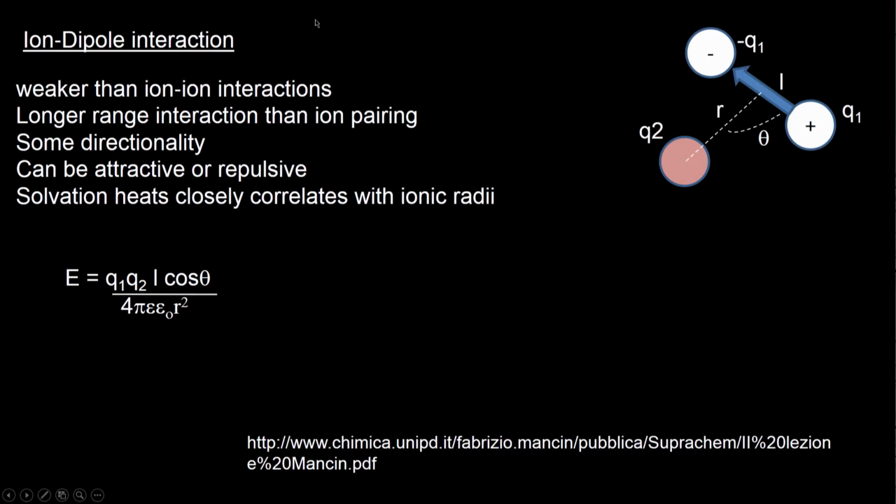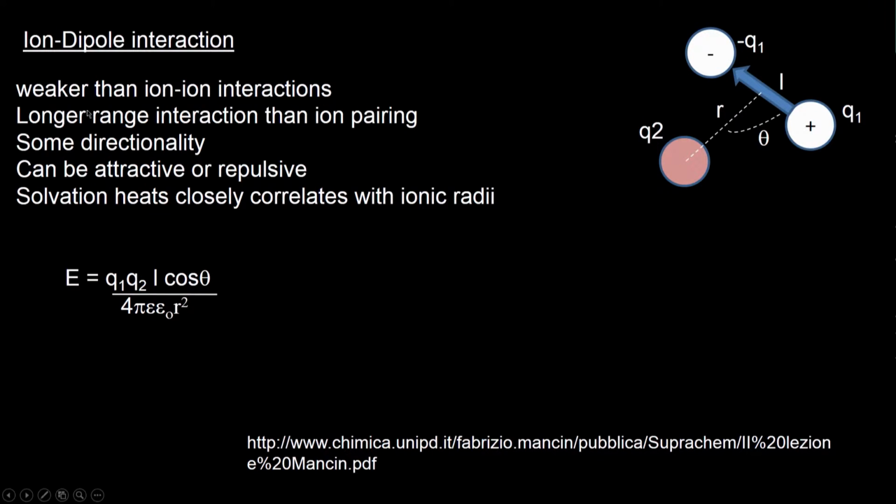Ion dipole interaction. You know what a dipole is. For example, water, HOH: the H's form the plus, like a small magnet, and O forms the minus, so it is like a small magnet with minus and plus. That is the dipole, and then you have an ion of a certain charge. These are weaker than ion-ion interactions, but are long range interactions like ion pairing. Some directionality is there, and the interaction can be attractive or repulsive.